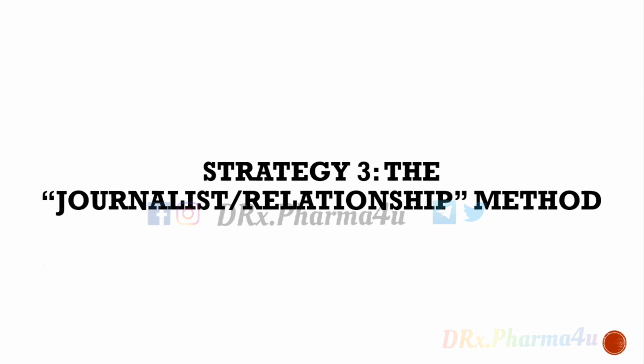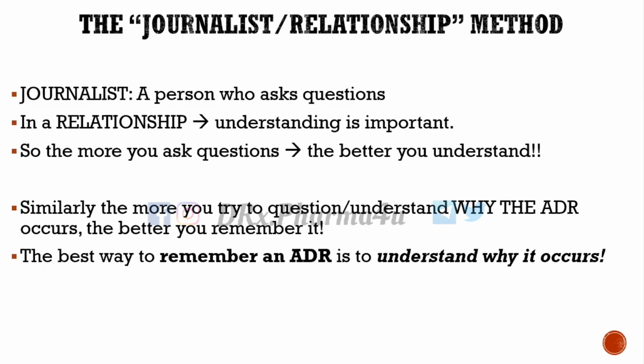The third strategy is called the journalist relationship method. This is very interesting because this is something that you can relate to in your day-to-day life. A journalist is a person who asks questions. We know that we have 4 pillars of democracy, and one pillar is journalism. The function of a journalist is to ask questions regardless of who is in power, because it is the people who want to know the answers, and the journalist tries to bring answers to the people through the politicians or whoever it is.